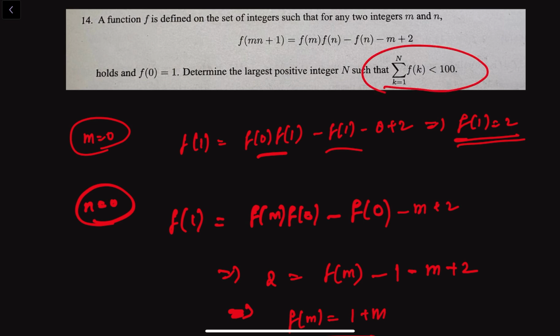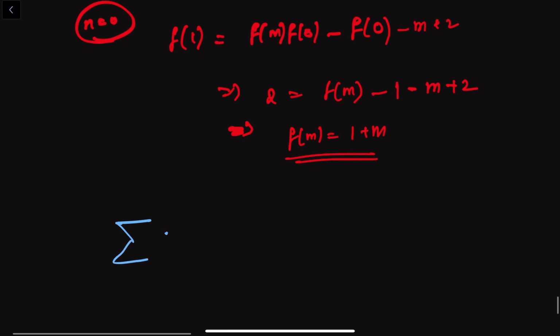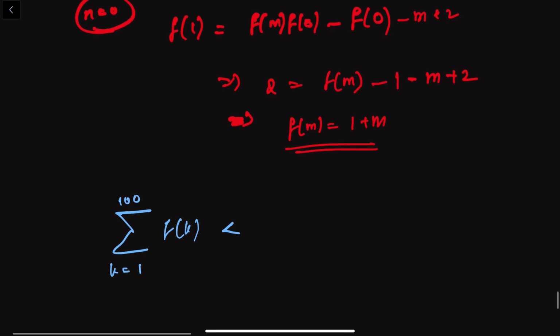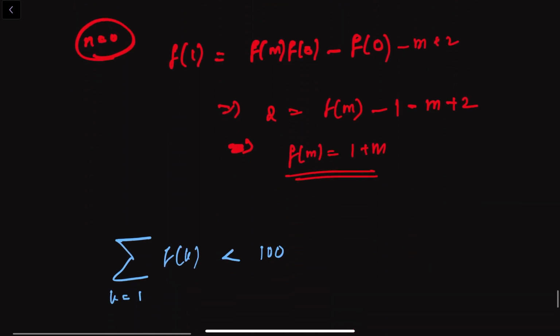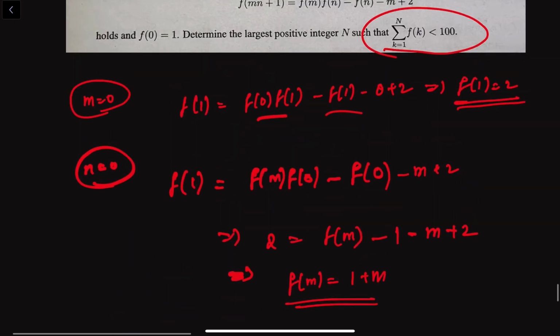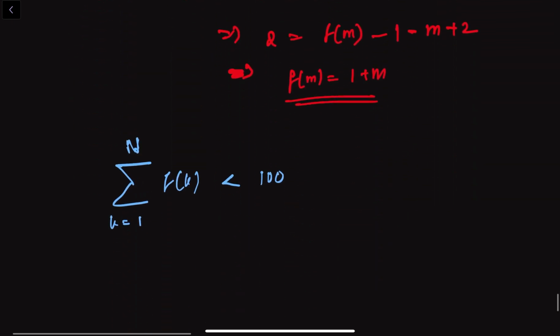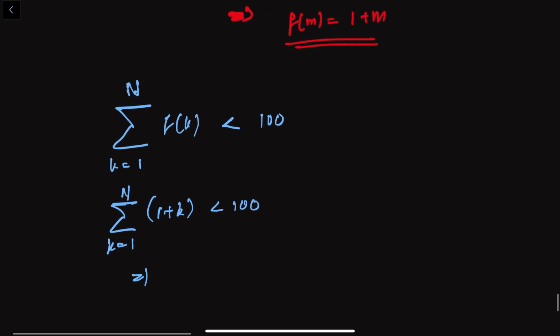Now they are asking: summation k equals 1 to n, f of k is less than 100. That means summation k equals 1 to n, 1 plus k is less than 100. So if I split this, it is summation k equals 1 to n of 1 plus summation k equals 1 to n of k, less than 100.